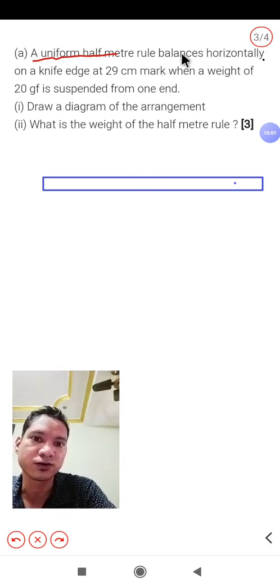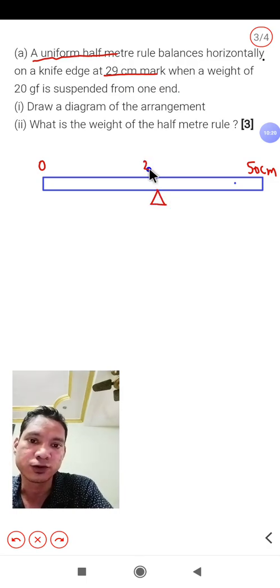Okay, half meter rule balances horizontally on a knife edge at 29 centimeter mark. So fulcrum is at 29 centimeter mark. So here the beginning with 0. This is half meter rule, so 50 centimeter. And the knife edge is at, I mean the fulcrum is at 29 centimeter. That's it.